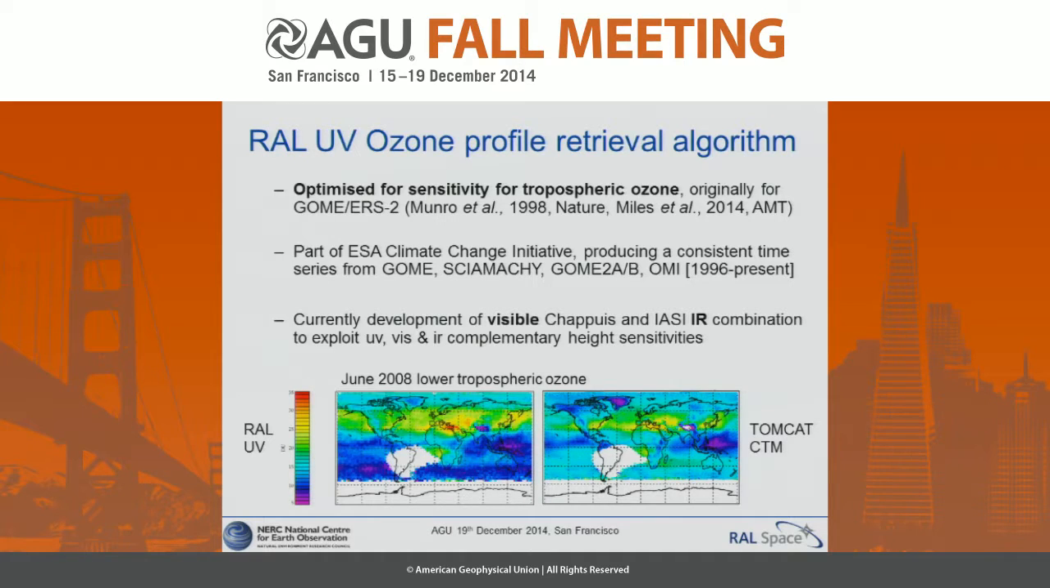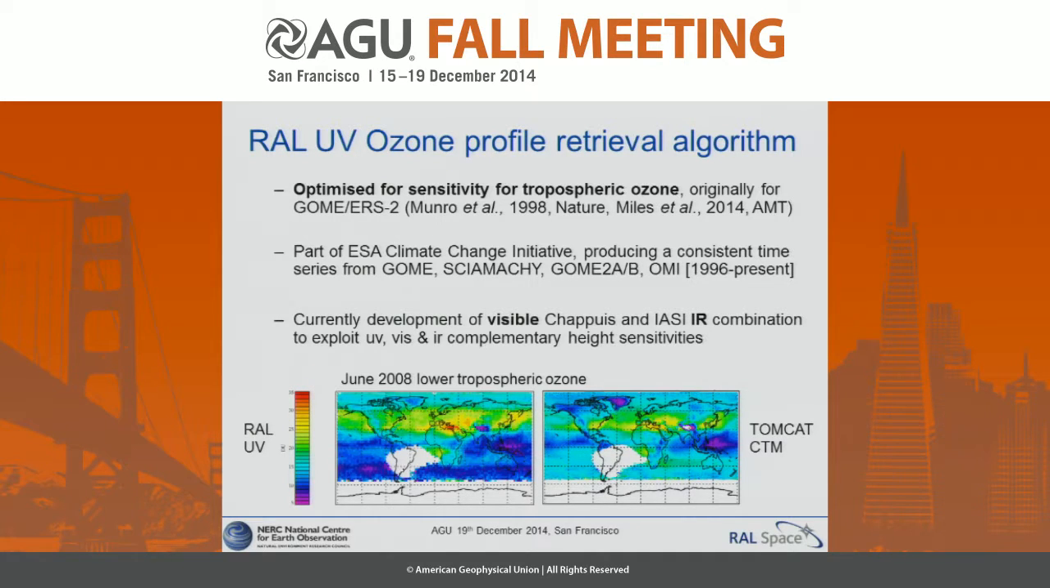We're part of the ESA Climate Change Initiative, which is producing climate quality variables from satellites. And as a result of that, next year we'll be processing the entire emissions from GOME, SCIAMACHY, GOME-2A and B, and then OMI, which will be data that's publicly available. We're currently working on combining visible information and infrared information from IASI, incorporating that into our UV retrieval to make use of their complementary vertical sensitivities.